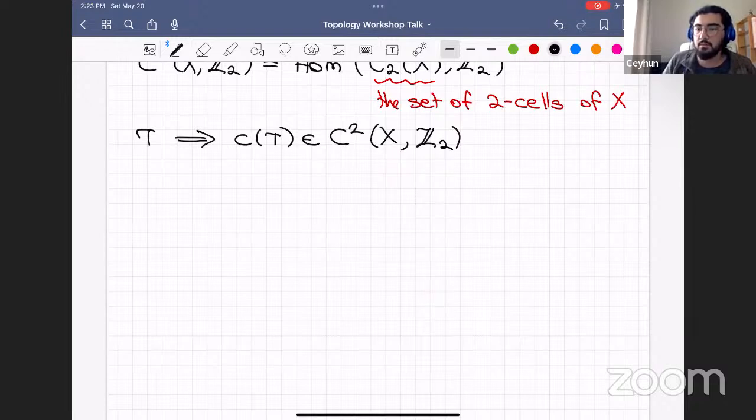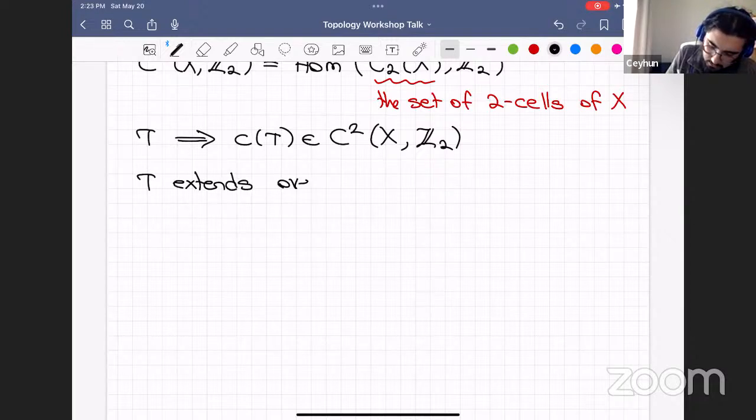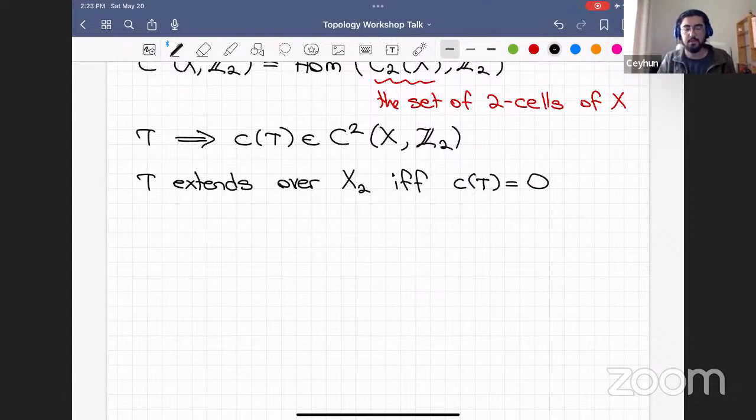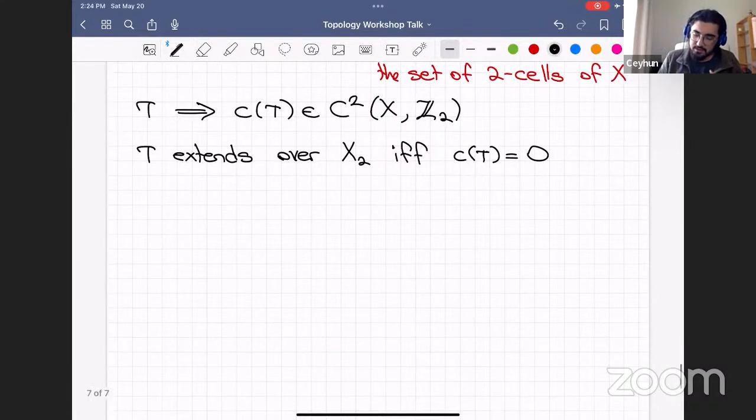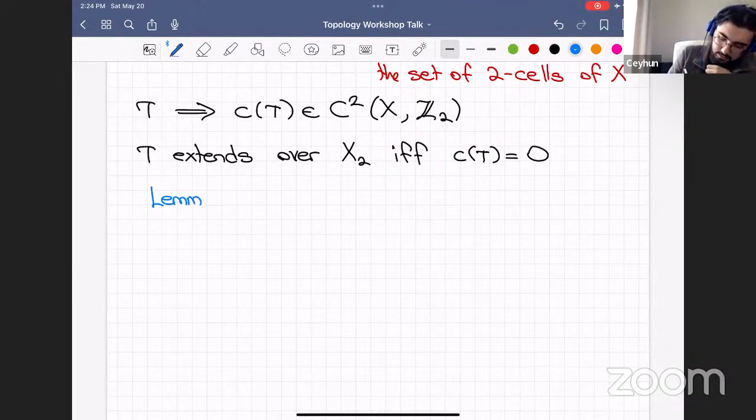Okay, this is nice. Also, tau extends over the two skeleton if and only if C tau is 0, because we want every element to be 0. But maybe for this tau, C tau is not 0, but there's another tau for which C tau is 0, and then we can extend. So this specific C tau doesn't really tell us anything about the existence of a spin structure. Maybe there's another tau and we made a bad choice. So the rest of this construction, which I'm not going to talk about here, tells us the following. Let's call this a lemma.